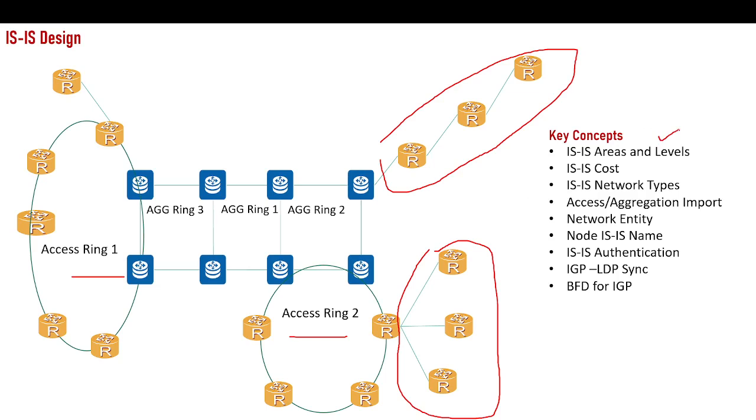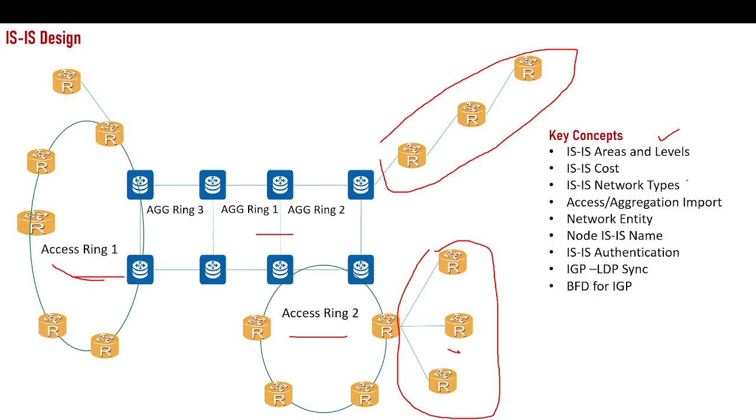So we know ISIS supports different levels. We have level 1, level 1-2, and level 2. So you need to know which level you are using for your IPRAN network, and which area you are setting up for different access rings or even the chain and the spur and even the aggregation ring. Which ISIS area are you configuring for your network?